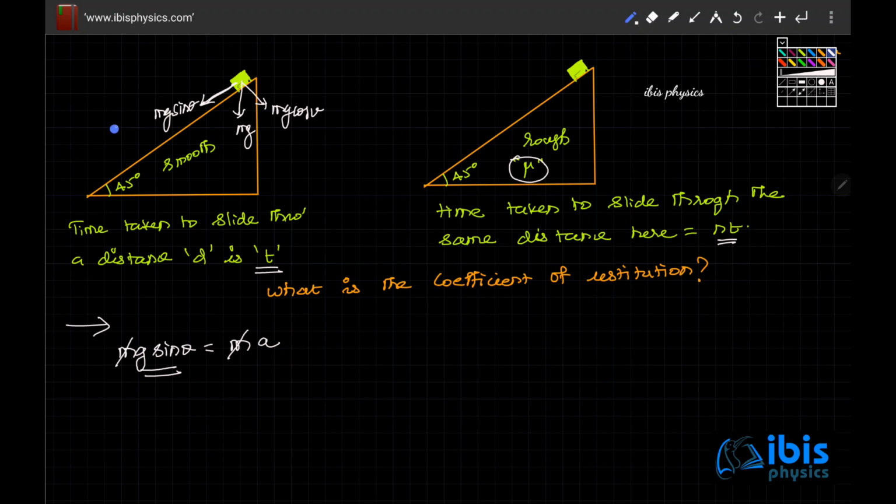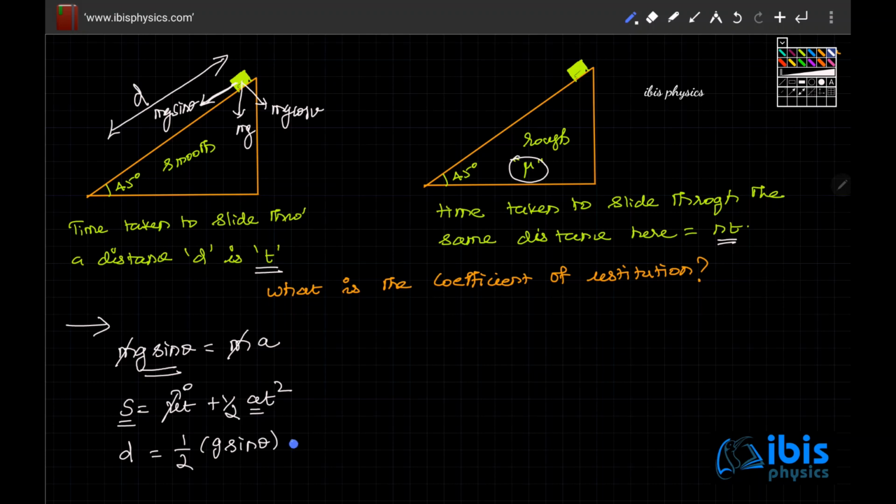Let us assume that on the inclined plane it covers a distance d. Then we know the relation s is equal to ut plus half at square. The displacement along the incline is d and it slides down, so the initial velocity is 0. The acceleration along the incline is g sin theta, and the displacement along the incline is d, so d is equal to half g sin theta t square, where t is the time taken.